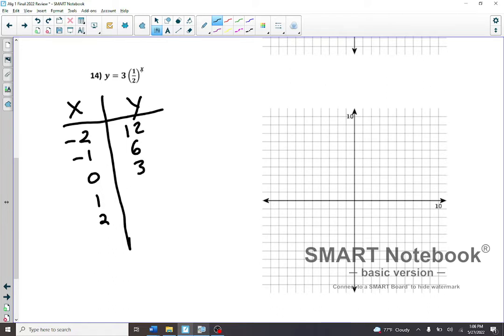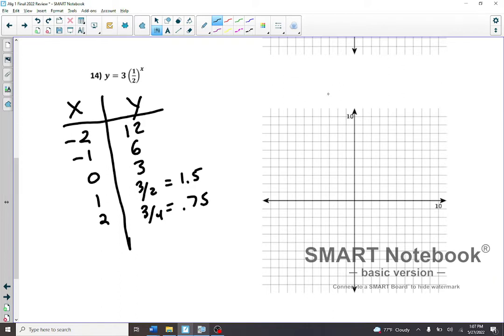A half to the 1 power is 1/2. 1/2 times 3 is 3/2. And your calculator is going to show 1.5. And then 1/2 to the second power is 1 to the 4th, times 3 is 3 to the 4th, which is going to be 0.75.